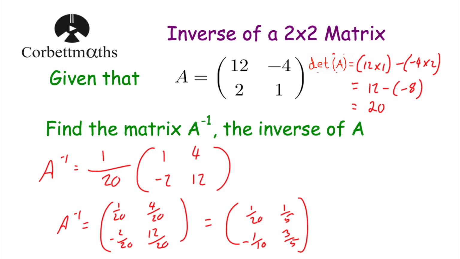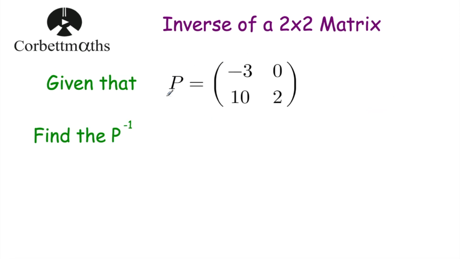Okay, let's have a look at one more example. So we've got the matrix P, which is -3, 0, 10, 2, and we want to find the inverse matrix. So let's find the determinant of matrix P to begin with.